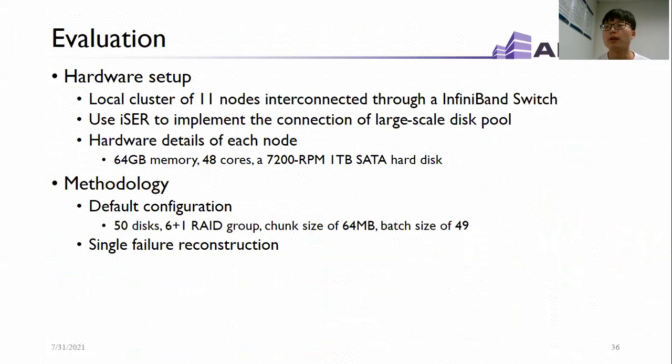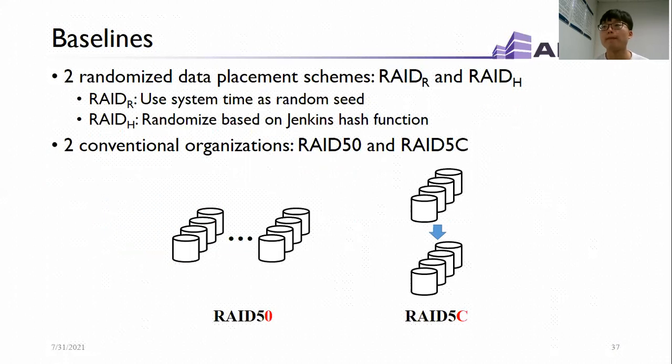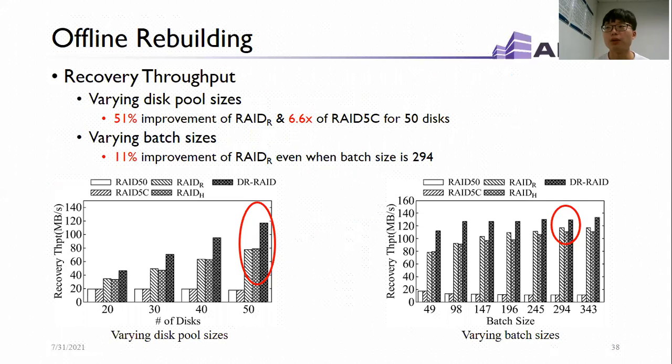We implement DRAID in a local cluster of 11 nodes and evaluate the recovery performance against single disk failure with the default configuration of 50 disks, 6 plus 1 RAID group, and 49 tasks in a batch. The comparison baseline contains 2 randomized data placement schemes, RAID-R and RAID-H, and 2 conventional organizations, RAID-5 and RAID-5C. In offline rebuilding, we measure the recovery throughput by varying disk pool size and batch size.